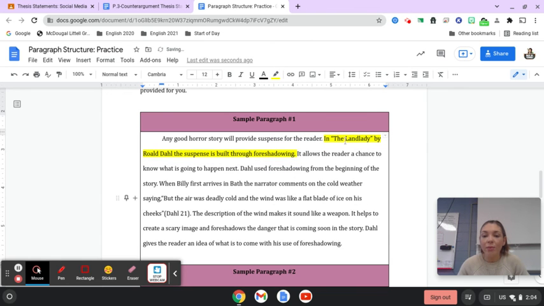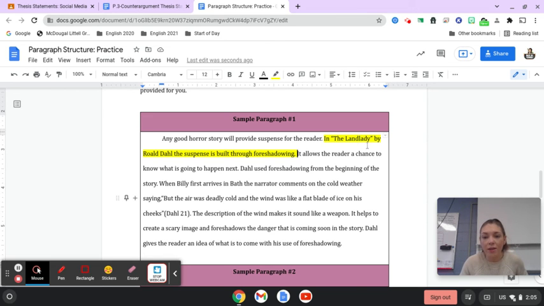Why? Because it tells me in The Landlady, Dahl helped to build suspense through foreshadowing. It's very clear. I have a clear direction. If I was just using this as my direction, any good horror story will provide suspense for the reader. That's like me giving you a roadmap and only expecting you to find a way to get there by just having monuments. Like if I give you actual streets, actual addresses, you're going to get there better.